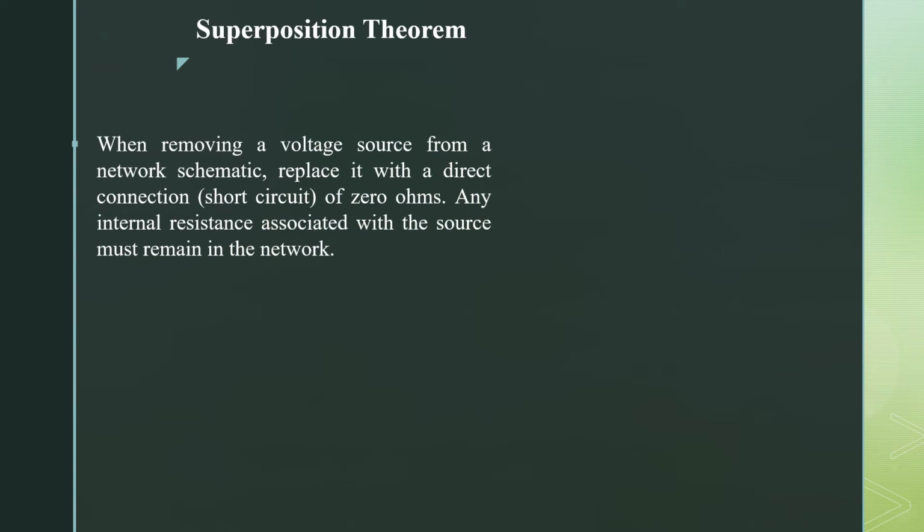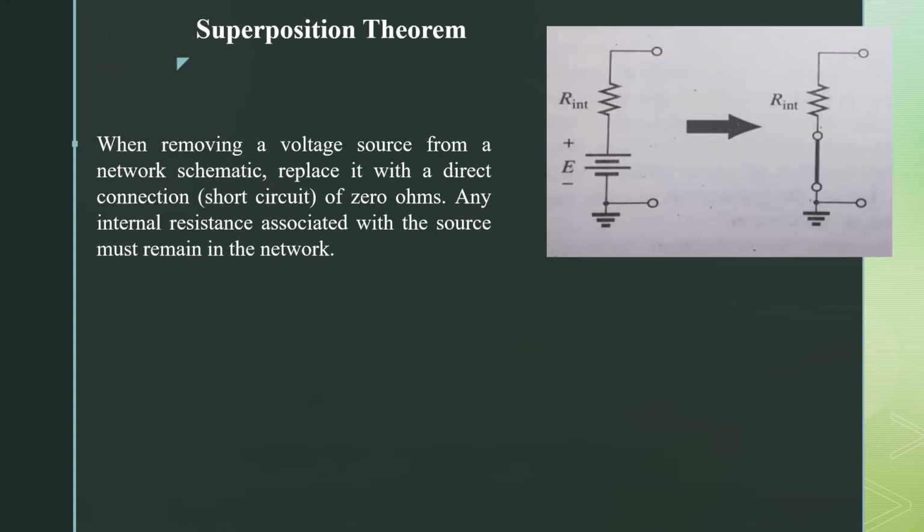When removing a voltage source from a network schematic, replace it with a direct connection, or we say a short circuit of 0 ohms. Any internal resistance associated with the source must remain in the network. From the figure you will see that if we are going to remove this voltage source, we replace it with a short circuit, but the internal resistance of that source remains in its position.